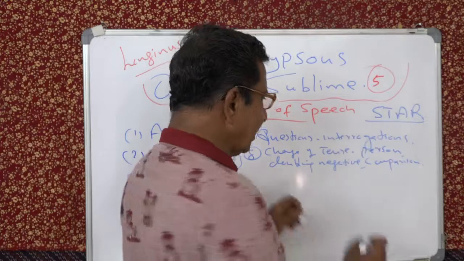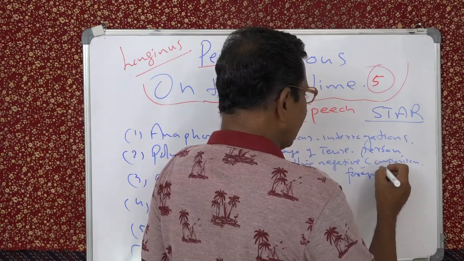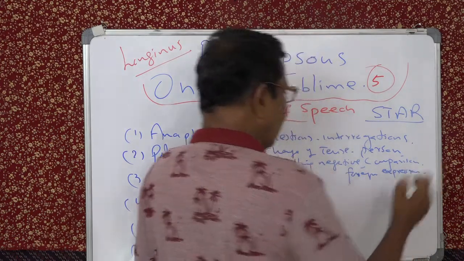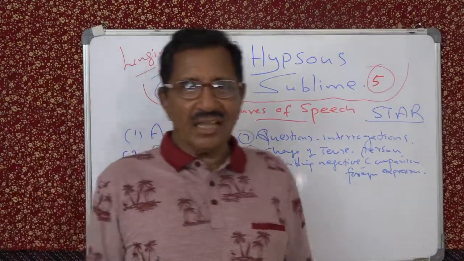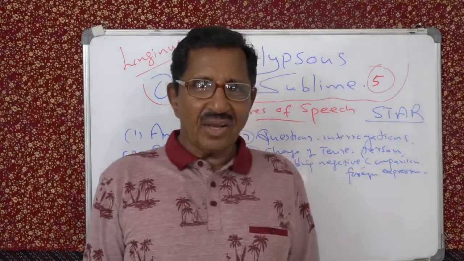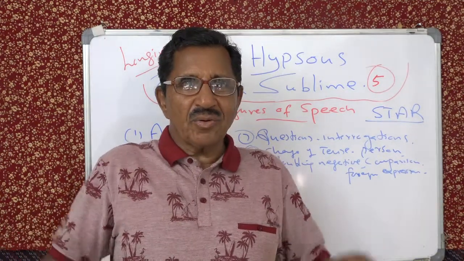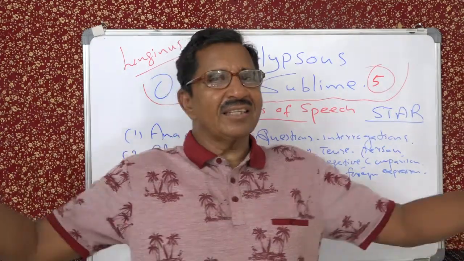Then comparisons and superlatives, degrees of comparison, most unkindest cut of all. Then sometimes you will get foreign expressions, lines taken from foreign works. Like for example, Shanti, Shanti, Shanti. At that moment, that's all Eliot could do, say only that much. Shanti, Shanti, Shanti.